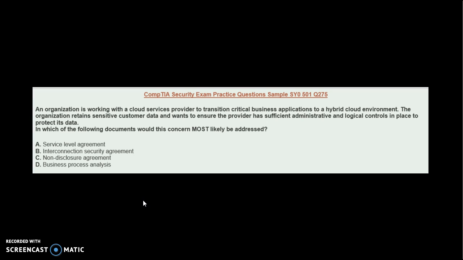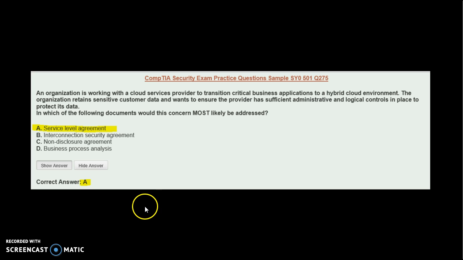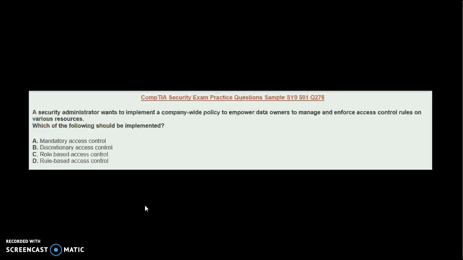An organization is working with a cloud service provider to transition critical business applications to a hybrid cloud environment. The organization retains sensitive customer data and wants to ensure the provider has sufficient administrative and logical controls in place to protect its data. In which of the following documents would this concern most likely be addressed? And that is the service level agreement.